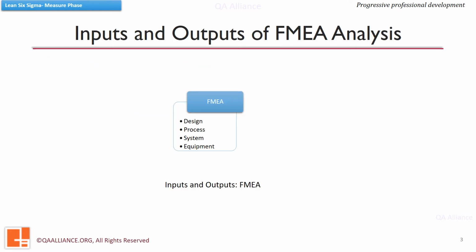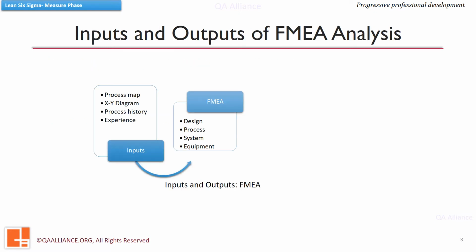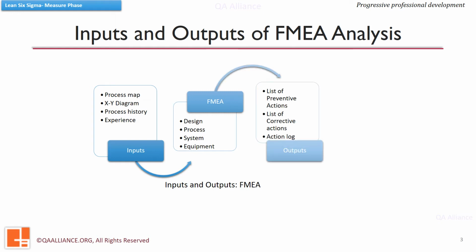During a Six Sigma project, inputs to a design or process FMEA can be considered from the XY matrix, process map, process history and experiences. The outputs of FMEA are usually a list of corrective and preventive measures and action items along with responsibilities and closure date, etc.